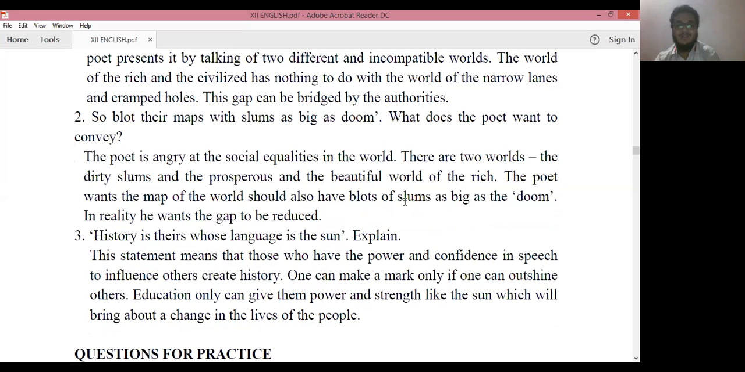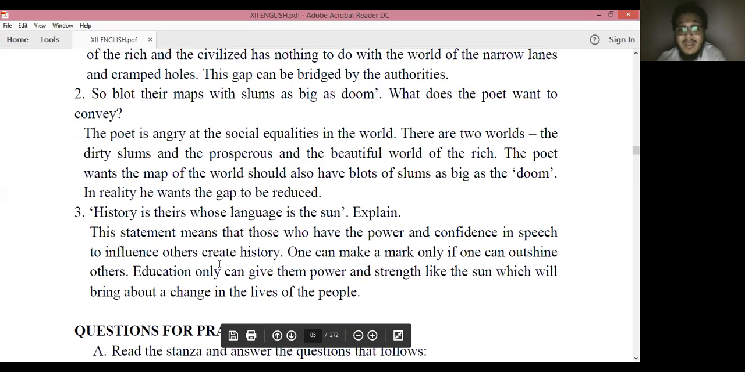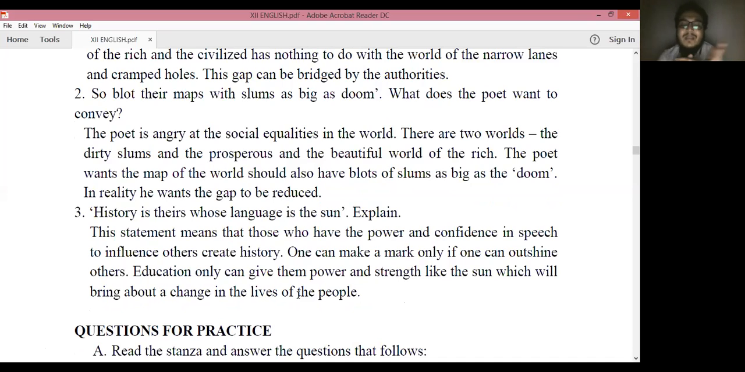The same way, those who have the power and confidence in speech to influence others create history. With that influence, they create history. One can make a mark only if one can outshine others and help others. Education can give them power and strength, like the sun which will bring a change in the lives of people. Yesterday in the last class I said the sun gives new hope, brings change. Similarly, education is a hope for them that will bring change.